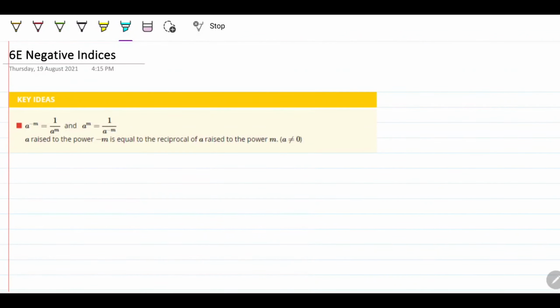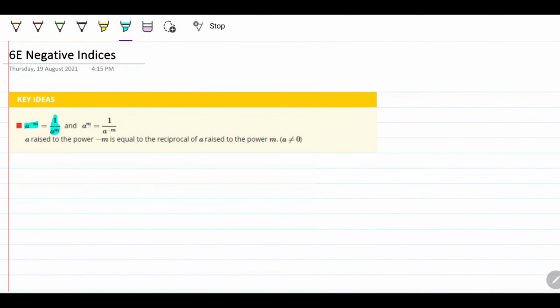In this video, I want to go through 6E, negative indices. The key idea here is if you have a base which is positive a, and you raise this to the power of negative m, this is equal to the reciprocal of a, which is 1 over a to the positive m. What it means to be the reciprocal is you essentially put the base and the power over 1. So you'll notice a to the power of negative m is the same as 1 over a to the power of positive m. If you can remember it one way, you can remember it the other way.